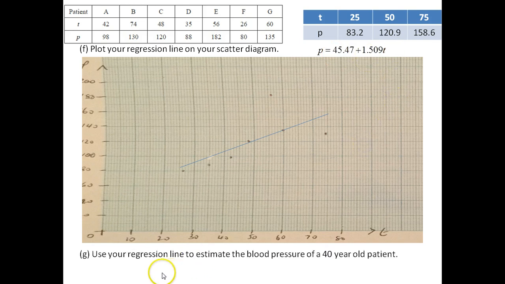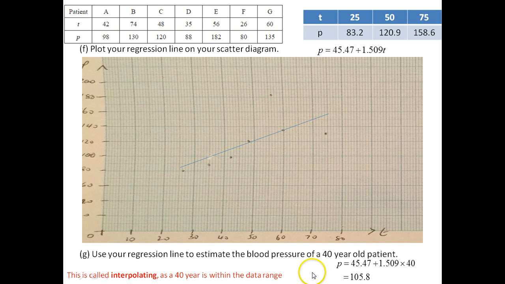And it was asking to estimate the blood pressure of a 40-year-old patient. So 40 is within our data range. So using our equation, we get 105.8 as the blood pressure of a 40-year-old patient. This is called interpolating, as 40 is within the data range.